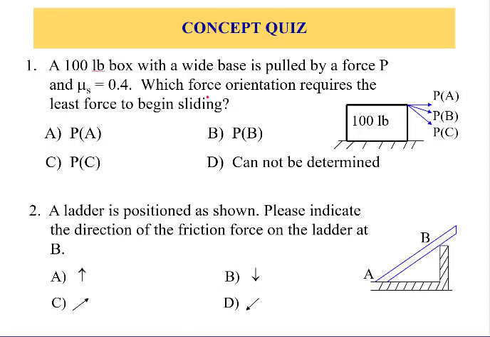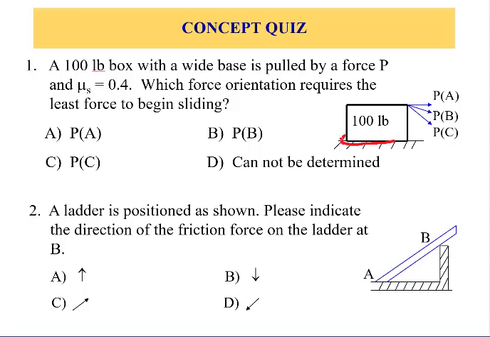Let's take two concept quizzes. For the first one, assume that we have an object with a 100-pound weight, and we want to know which of these three forces, which have equal magnitude but different directions, requires the least force to begin sliding.